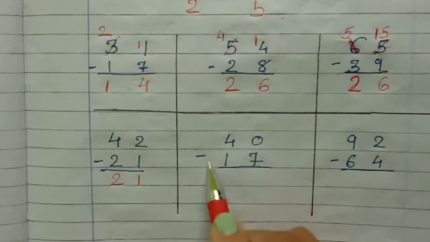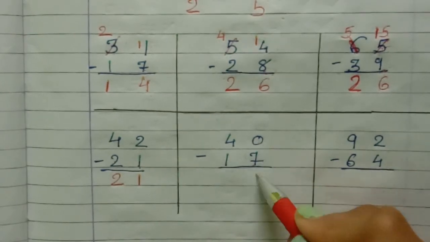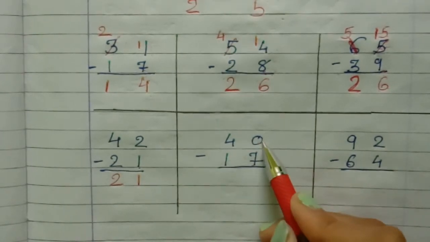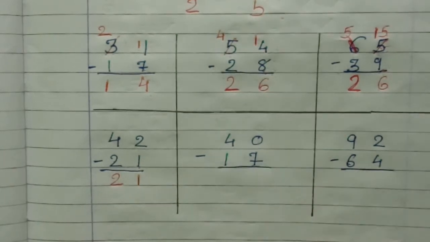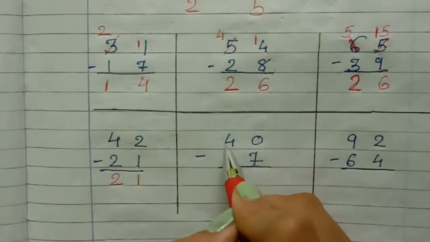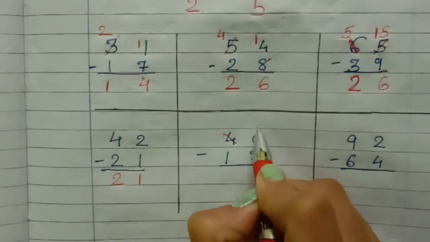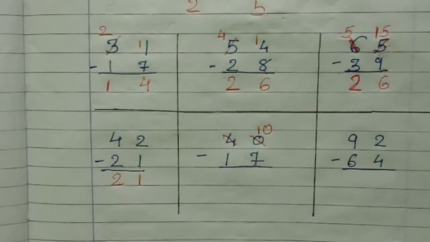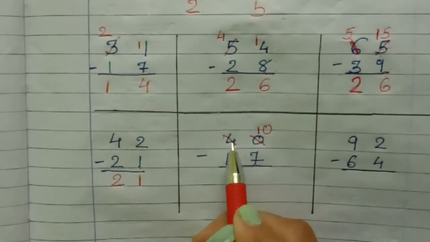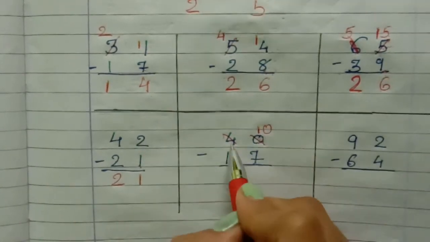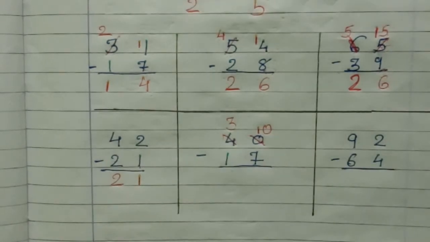40 minus 17. Now 0 minus 7. 0 has nothing and we have to subtract 7. We have to take away 7 from 0, but 0 has no value. So 0 has to borrow 1/10 from 4. So 4 will give 1/10 to 0, and 4 has one decrease. 4 gave 1/10, so 4 has remained 3.